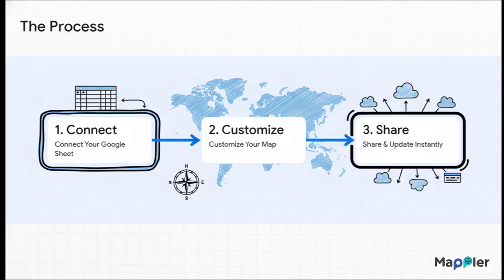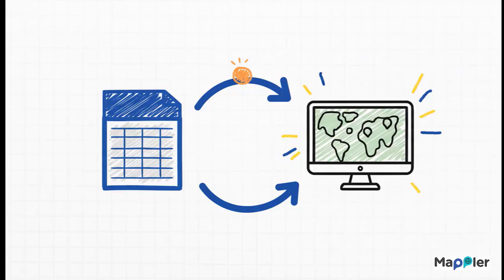Seriously, it's that easy. But here's the real magic, the thing that makes this a total game changer, real-time sync. Once your map is live, it's directly connected to that Google Sheet. So if you go into your spreadsheet and add a new location or just update some information, boom, the map changes instantly. No re-uploading, no exporting, nothing. It just works. It's like a living document.